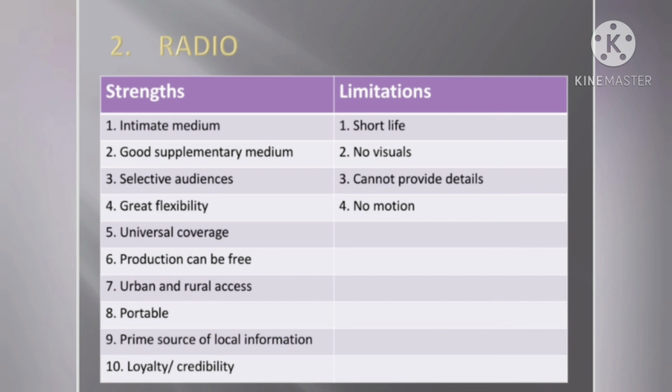Next one, it cannot provide details, and also it is a one-way process. We only listen. That is also another defect of radio, and it has no motion. Only one sense is active there, that is audio. So there is no motion, and that is also another defect of radio. So these are the strengths and limitations of radio.